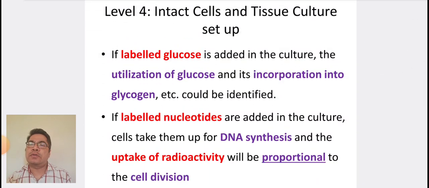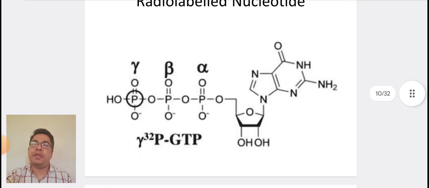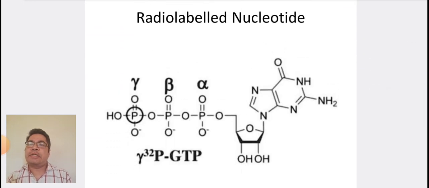If labeled glucose is added to the culture, the utilization of glucose and its incorporation into glycogen, etc., could be identified. If labeled nucleotides are added in the culture, the cells take them up for DNA synthesis, and the uptake of radioactivity will be proportional to the cell division. In this diagram, we can see a radio-labeled nucleotide, which contains gamma 32P GTP as the radio-labeled nucleotide.